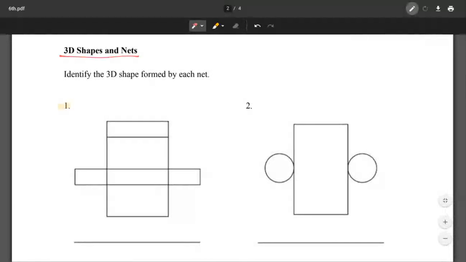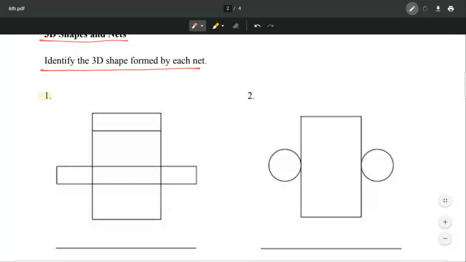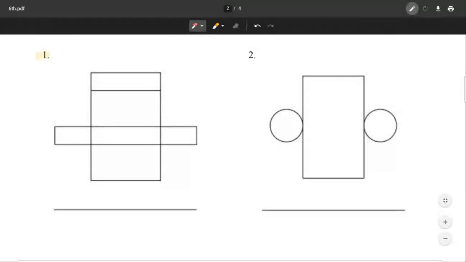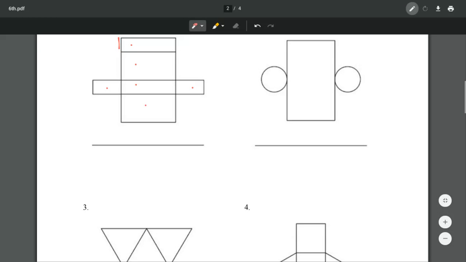So 3D shapes and nets. Identify the 3D shape formed by each net, and we're looking at number 1. Okay, well first, let's list some characteristics, right? So we see 6, so 1, 2, 3, 4, 5, 6, right? We see 6 faces that are rectangles, right?